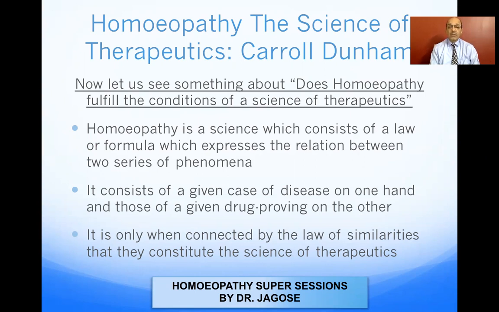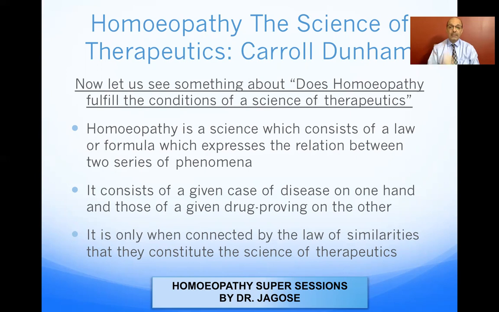Homeopathy is a science which consists of a law or formula which expresses the relation between two series of phenomena. So he says that the law or the formula of homeopathy has to be taken into consideration by two series of phenomena. It consists of a given case of disease on one hand and those of a given drug prover on the other hand. So what are those two points?